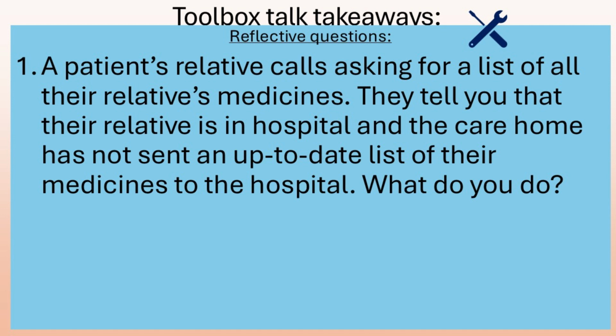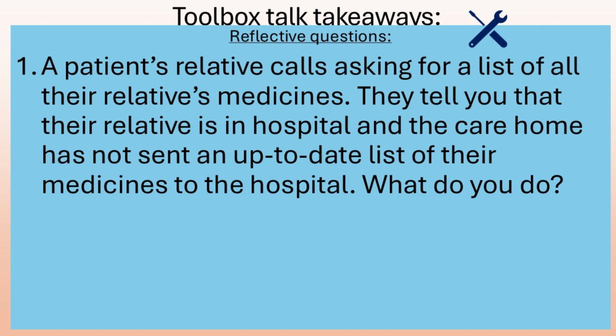In the Toolbox Talk, we looked at 3 reflective questions. I'll briefly mention them here. Question number 1. A patient's relative calls the pharmacy asking for a list of their relative's medicines. They tell you that their relative has just been admitted to hospital and the care home has not sent an up-to-date list of medicines to the hospital.